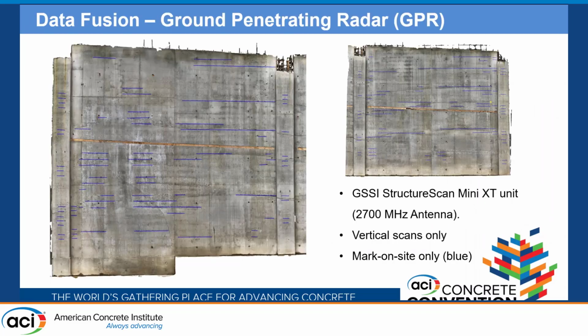So for the ground penetrating radar, we used again a GSSI StructureScan Mini C unit with a 2700 megahertz antenna. And since our only objective was to determine whether the lift lines coincided with longitudinal reinforcement, we only performed vertical scans, and we marked on site essentially with a blue crayon. Then that later was accentuated in the office by the blue lines that you can see over here. And overall, these results show that most lift lines did align well with the reinforcement location, which is something the client wanted to know.